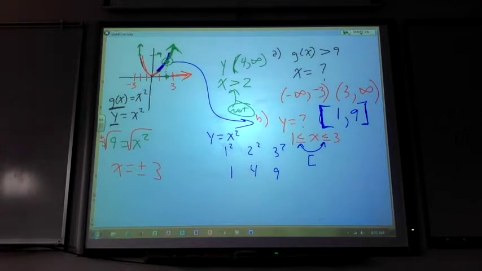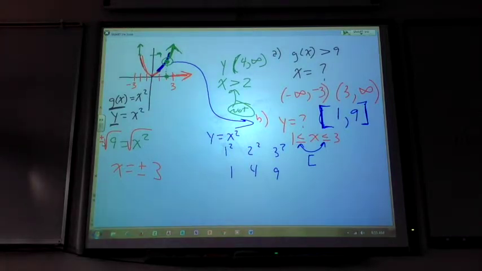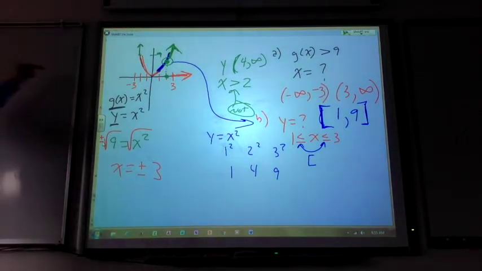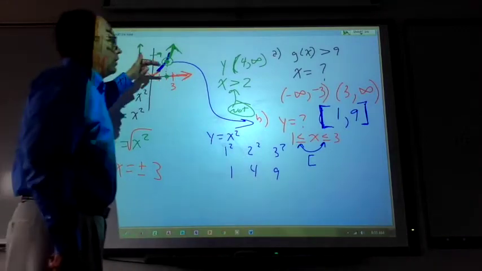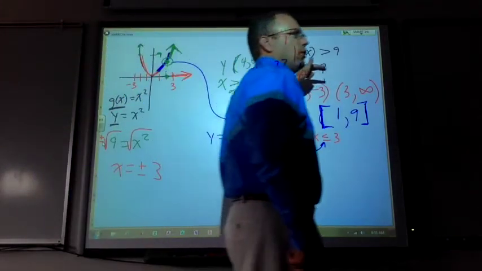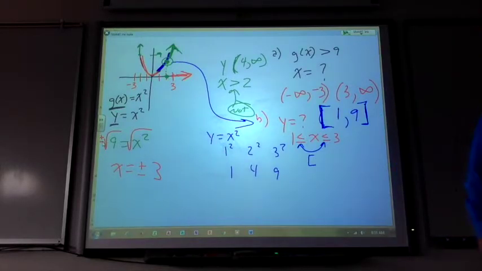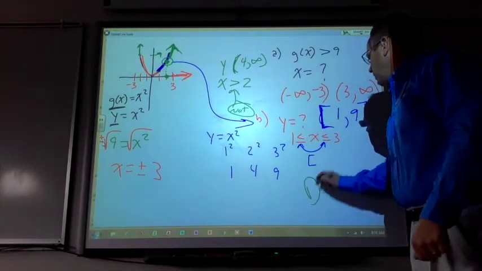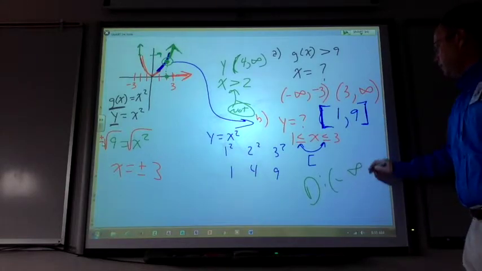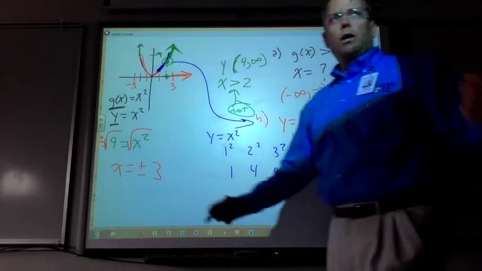Domain. If I'm cruising along the x-axis and I look up or down, do I see the graph at all points? If I'm coming along from negative infinity, way out here, can I look up and still see a graph? Yes. If I keep coming, do I still see a graph looking up or down? Yes. Still see a graph, still see a graph. What's my domain? There you go. My domain is going to be from negative infinity to positive infinity. So I was traveling along the x-axis.